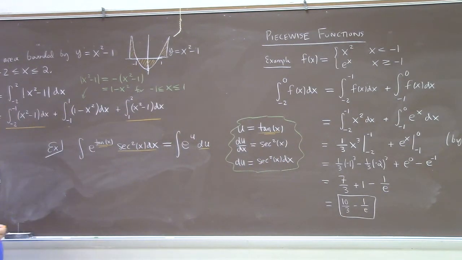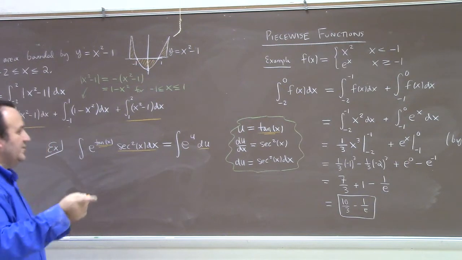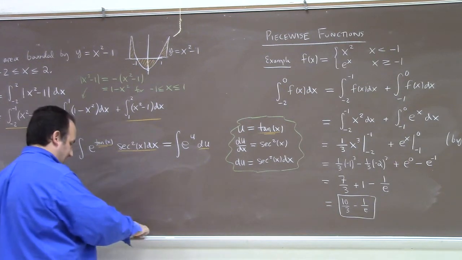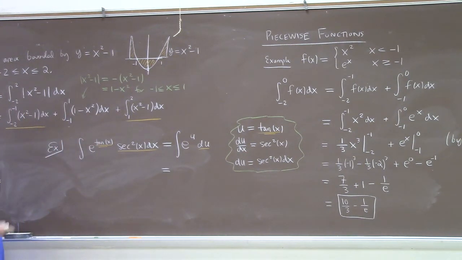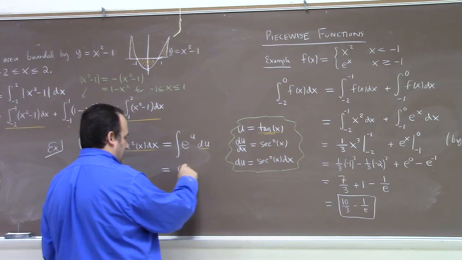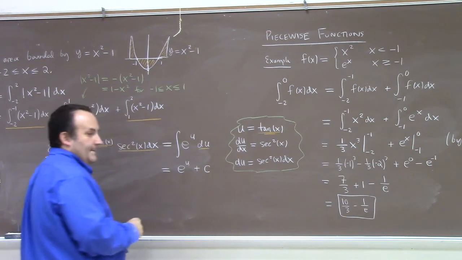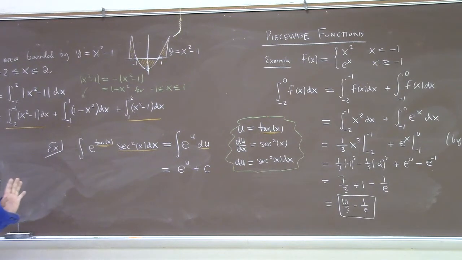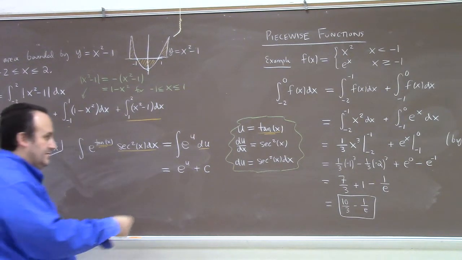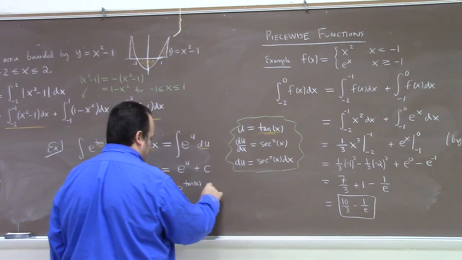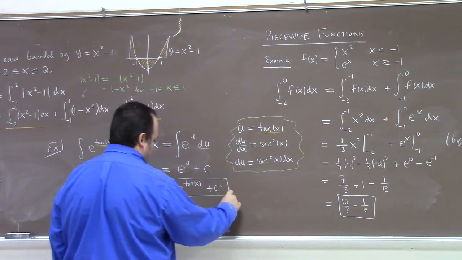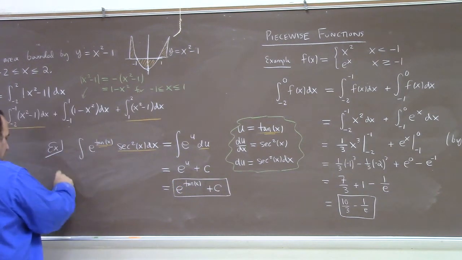What's the integral of e to the u du? This you guys already know, right? Yeah? No, integral of e to the u du. Mm-hmm. What's the e to the u, right? Plus a constant. And then I undo the substitution. I put it back in. So that's e to the tangent of x plus a constant. So this, my friends, is the technique of quote-unquote u substitution.